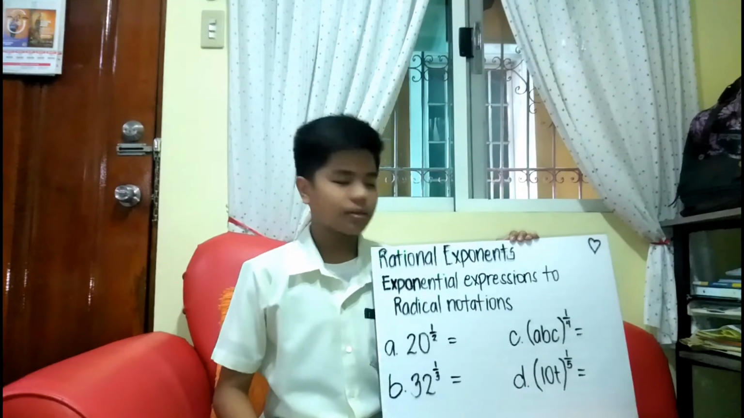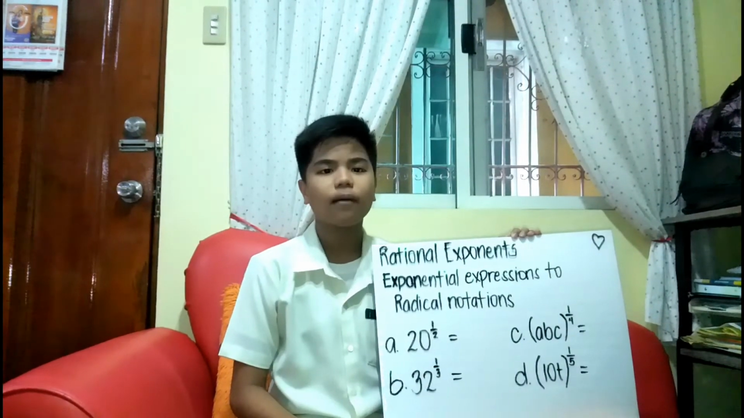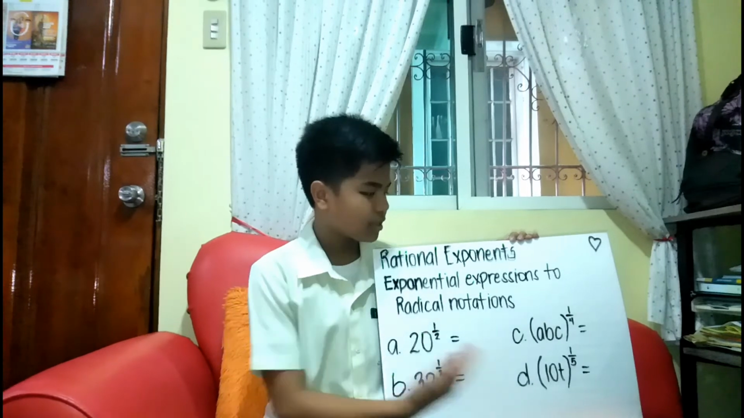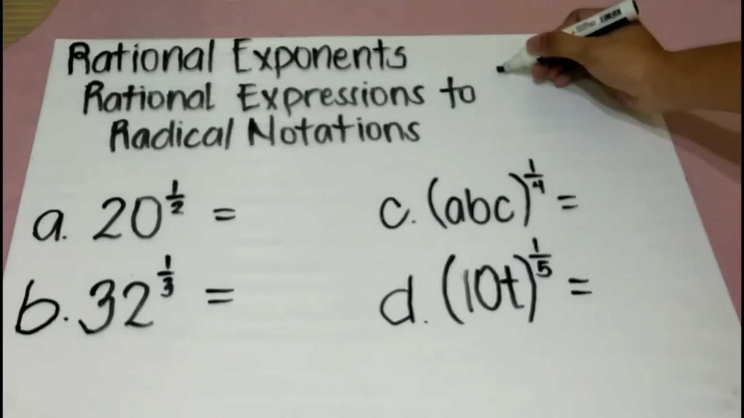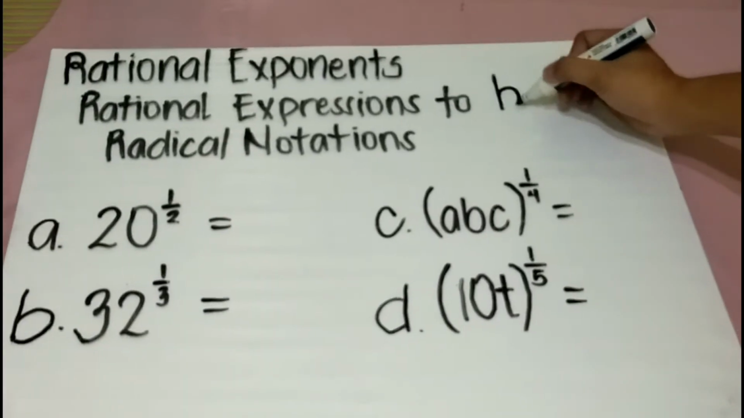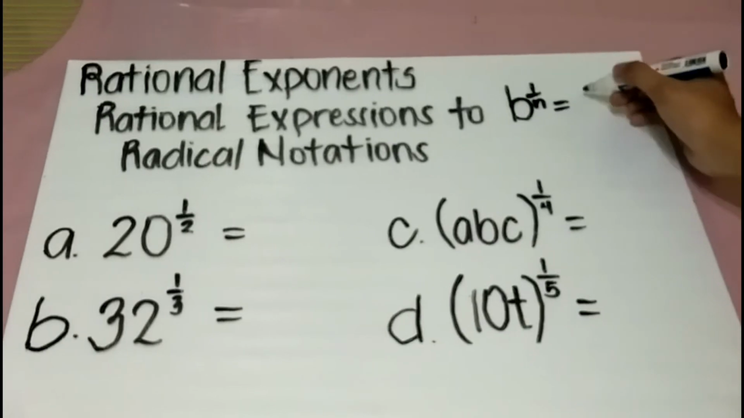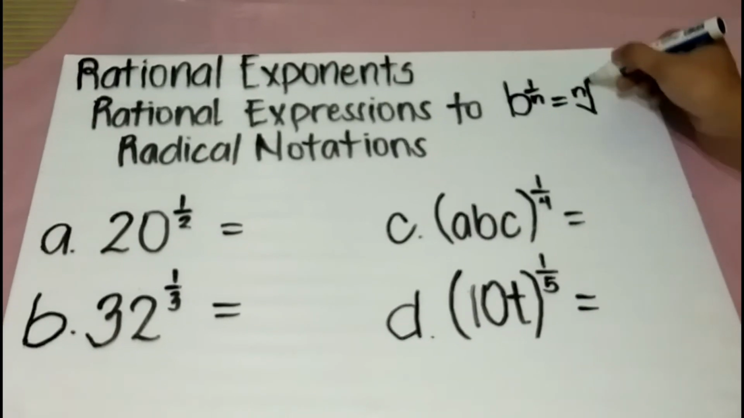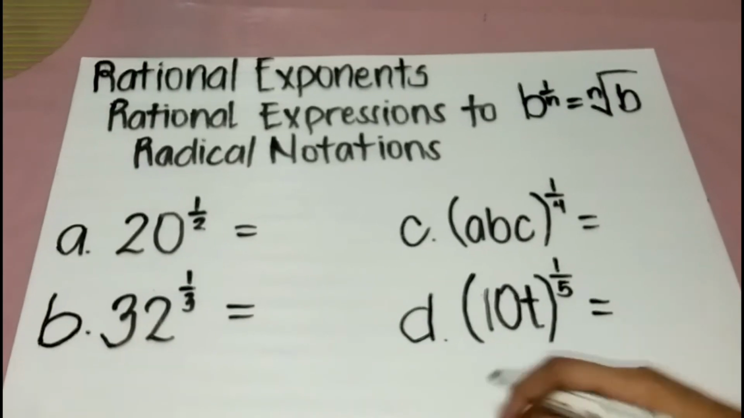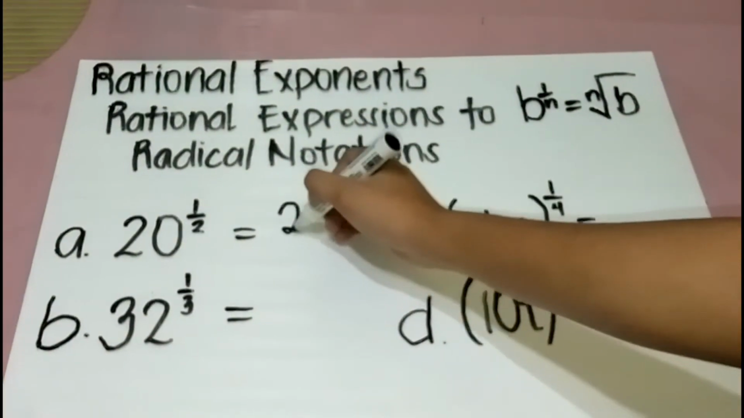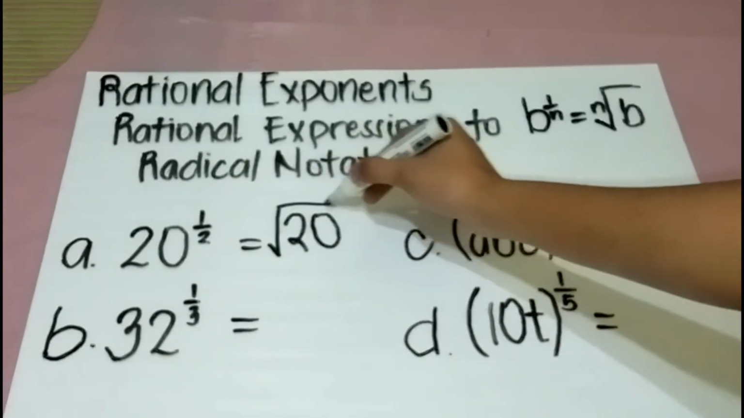Here are some examples on how we write exponential expressions to radical notations, and vice versa. Now, we will start by changing these exponential expressions to radical notations. We will be using the rule b raised to 1 over n is equal to the nth root of b. We will be placing 20, the base, as the radicand and put it inside the radical sign.